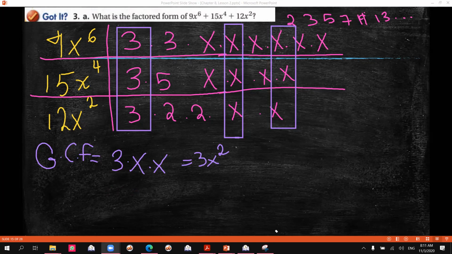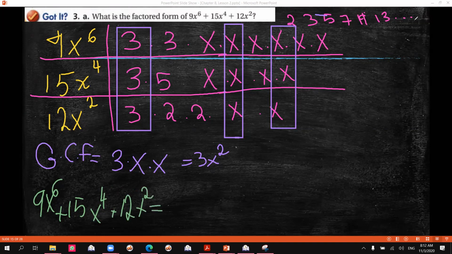3x to the power of 2. Yes. Now after that, I will say that this term, 9x to the power 6 plus 15x to the power 4 plus 12x squared, which is the problem here, I rewrite the problem. It's equal to, what is the GCF here? It's 3x squared, is it right? I will write it here. Then I open a big bracket.